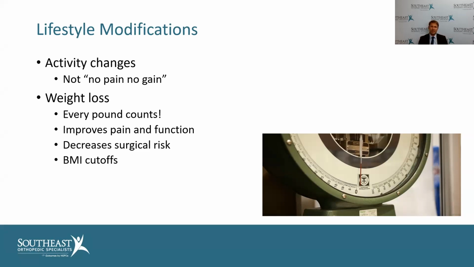We know that every pound counts. They say something like 4 to 6 times your weight is put through the joint. So if you lose simply a pound, this is 4 or 6 pounds of force that you're eliminating through the joint itself.